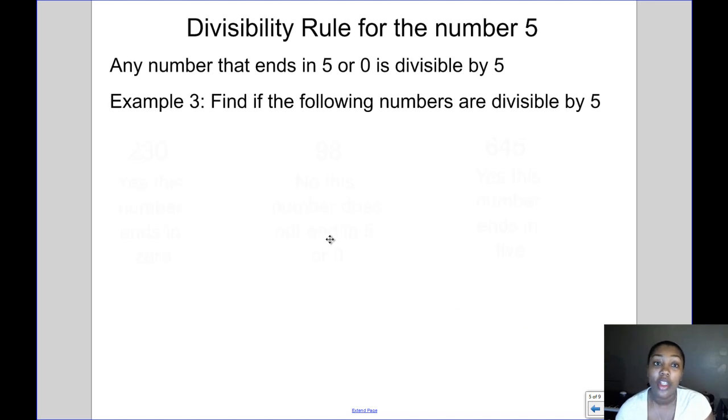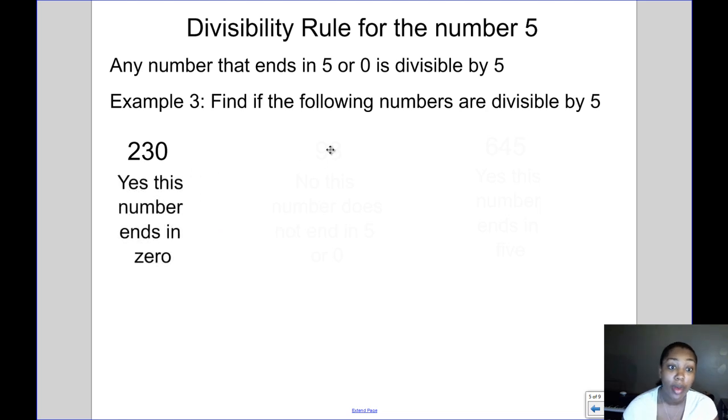So now let's look at the divisibility rule for the number 5. Any number that ends in 5 or 0 is divisible by 5. So example 3, we want to find if the following numbers are divisible by 5. So here's our first number, 230. Well, because it ends in 0, the answer would be yes, this number is divisible by 5.